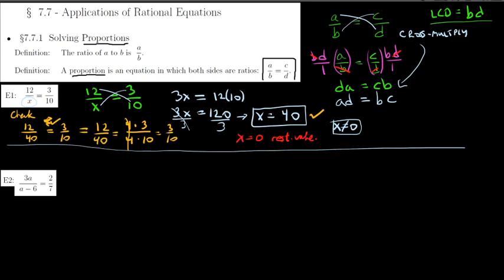Okay, so let's go on to the next example. 3a over a minus 6 equals 2 over 7. So here we want to solve for a.